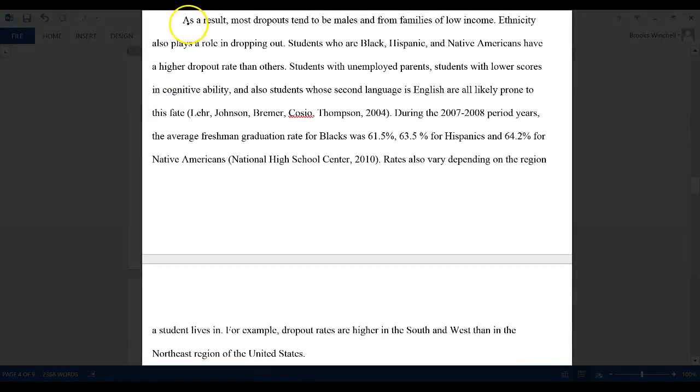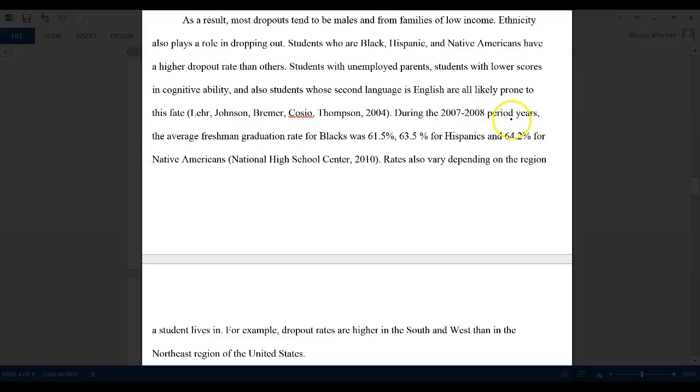Then in this paragraph, she moves into even more statistics on demographics of who drops out. As a result, most dropouts tend to be males from families of low income. Ethnicity also plays a role in dropping out. Students who are Black, Hispanic, and Native American have higher dropouts than others. Students with unemployed parents, students with lower scores in cognitive ability, and also students whose second language is English are all likely prone to this fate.